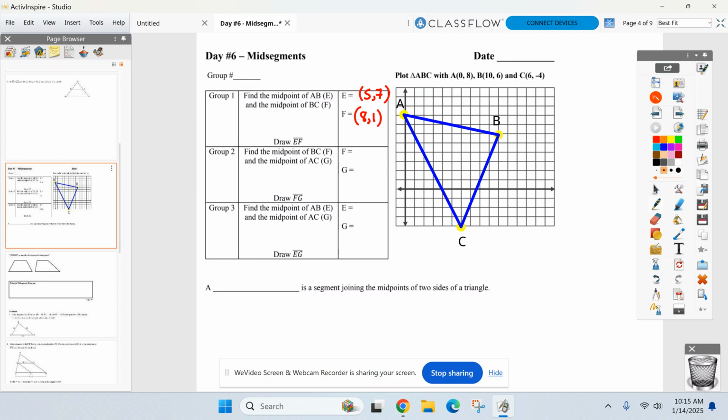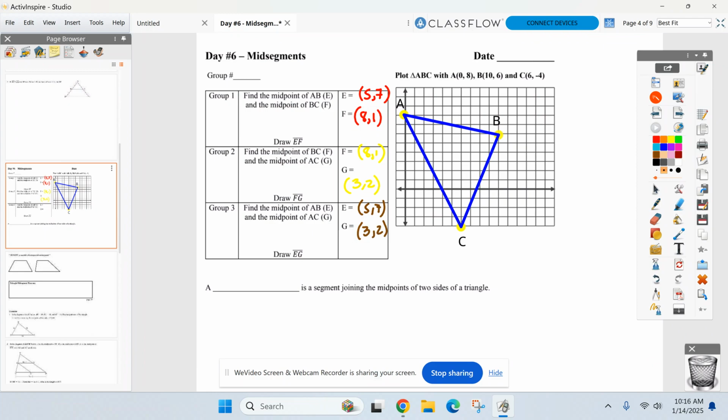Good work. All right, going to group 2 now. Group 2, point F. Hopefully you got 8, 1. Yes, can I get a confirmation? 8, 1. Good. How about G now? Point G, group 2? 3, 2. Yes, 3, 2. And then, sorry, group 3, you don't get any spotlight there, but can I get a confirmation on E (5, 7) and G (3, 2)? Look good to you guys in the back?